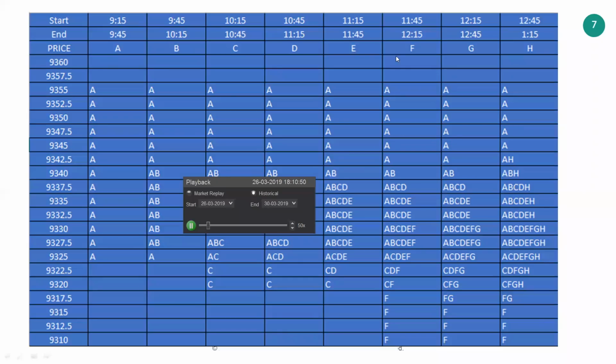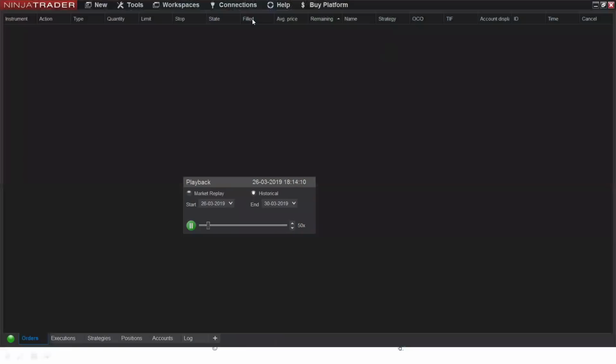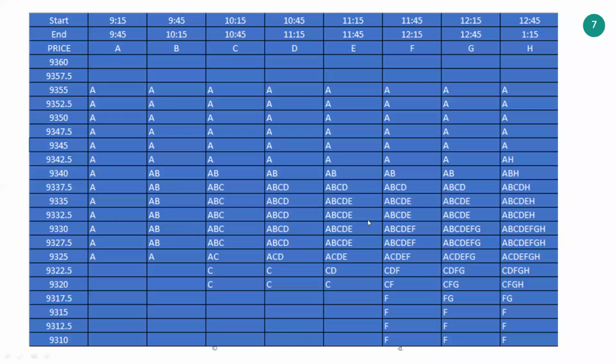Now come back to the slide over here. I'm going to disconnect the feed. I'm going to disconnect the playback. I guess playback is a very interesting tool to study market profile and order flow kind of charts.